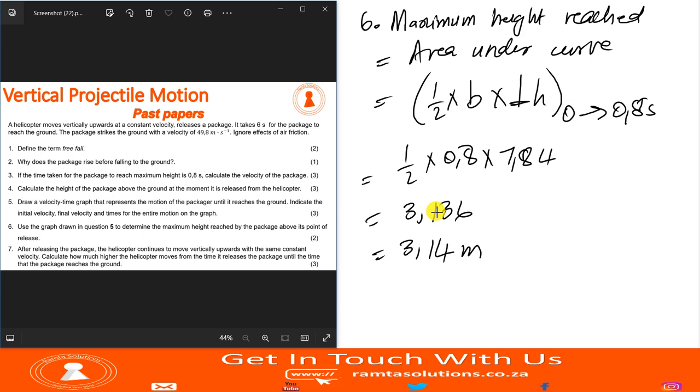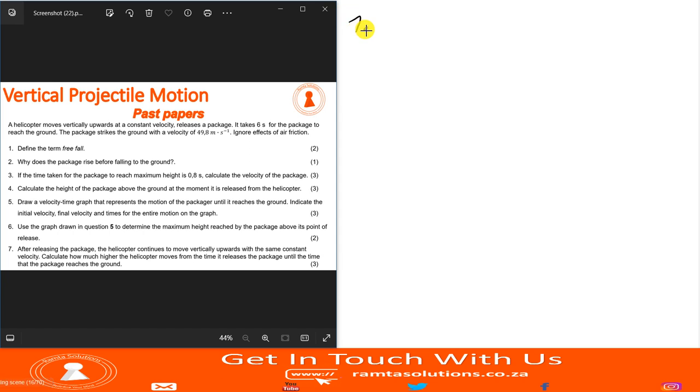Perfect. Now, the 7th question says, after releasing the package, the helicopter continues to move vertically upwards with the same constant velocity. Calculate how much higher the helicopter moves from the time it releases the package until the time that the package reaches the ground. So here, let me go to the next page. For this question, we have the velocity, right? Do we? Yes, we have the velocity, right?